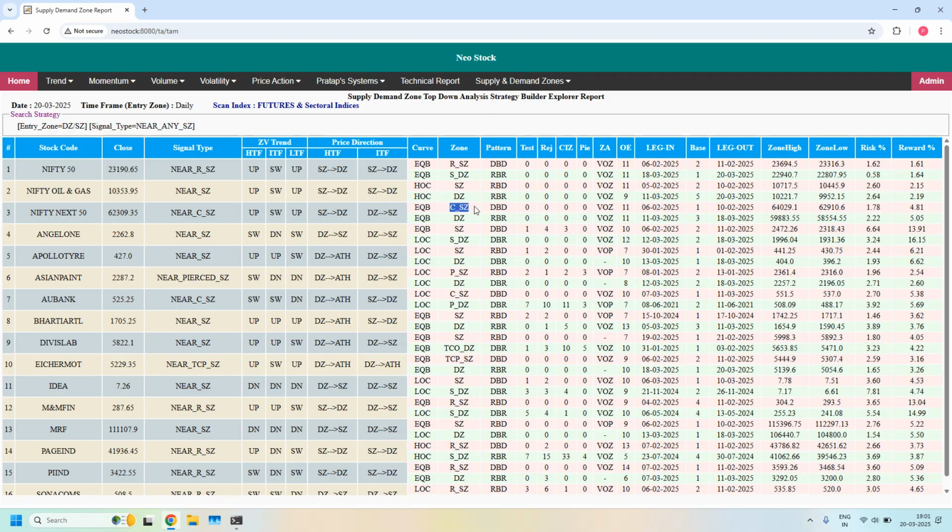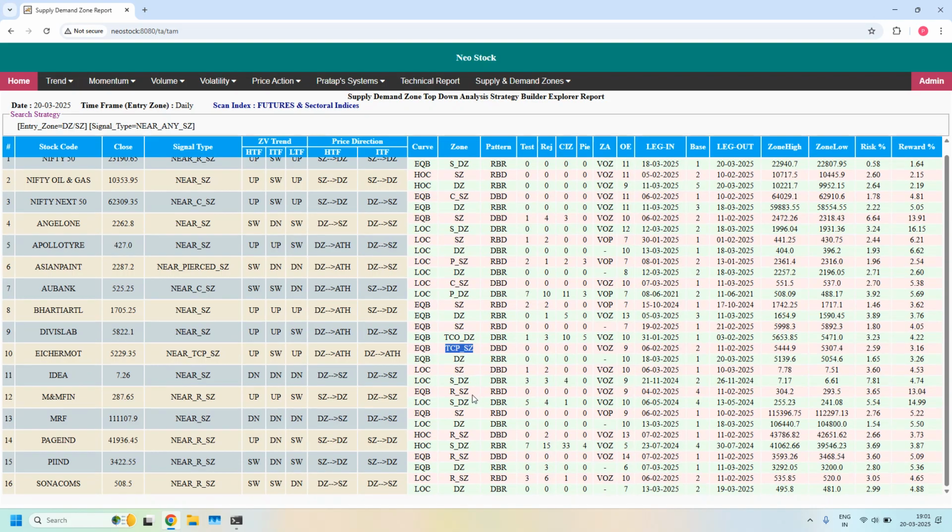Next, NIFTY Next 50 is in a daily high liquidity supply zone. Already yesterday our software generated this particular zone and today it gave a very good profit. This is the second one. Next, AU Bank is having a daily high liquidity supply zone, third one. Next, HR Motors is having a daily high liquidity supply zone. M&M Finance is having a daily high liquidity supply zone.